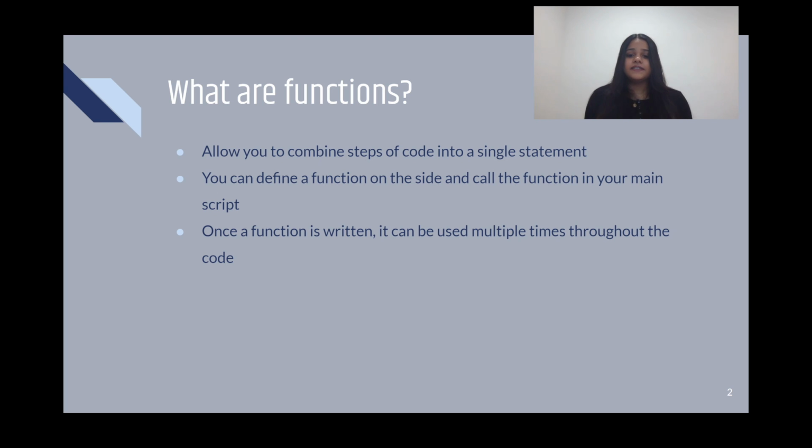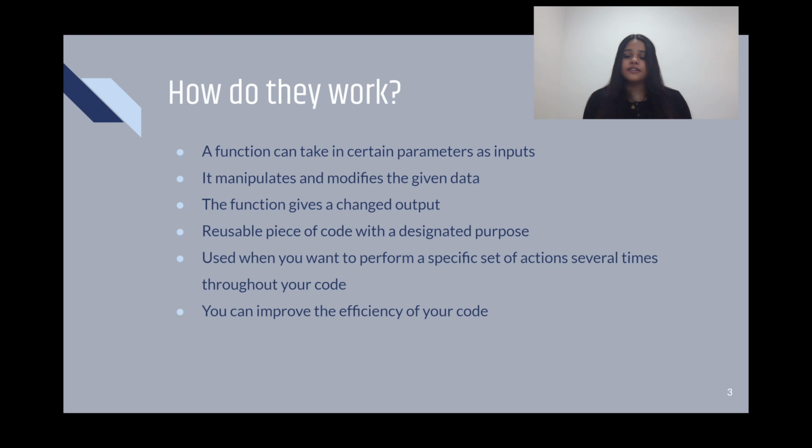So, you can define a function on the side, aside from your main script or code, and you can then call your function through your main script. And once a function is written, it can be used several times throughout the code. So functions essentially are written apart from your main script or your main code, and they're simply called in the main code. But to see what actions actually occur through a function, you would have to look at where the function is defined. So let's see how functions work so we can get a better understanding of what they are.